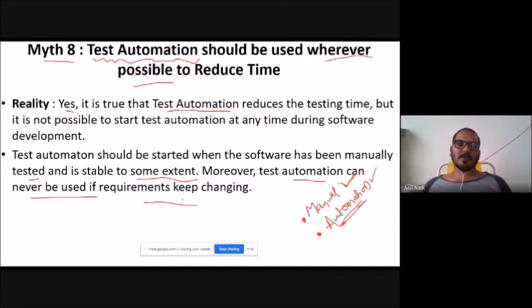If the requirements of the software are changing, then that automation should not be used. So test automation should be used wherever it's possible to reduce the time.